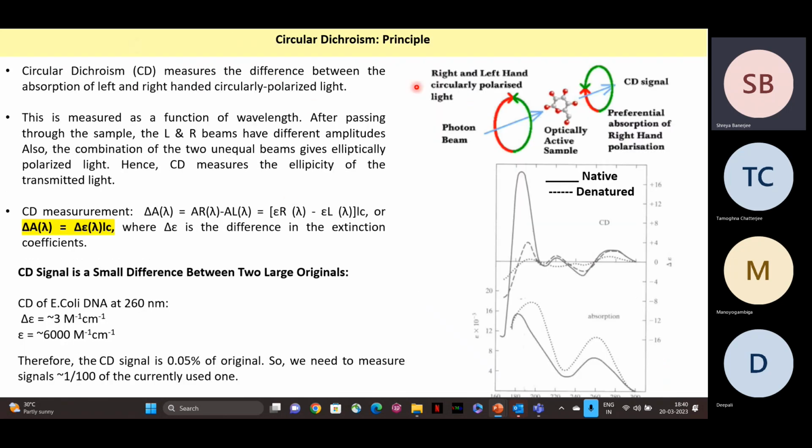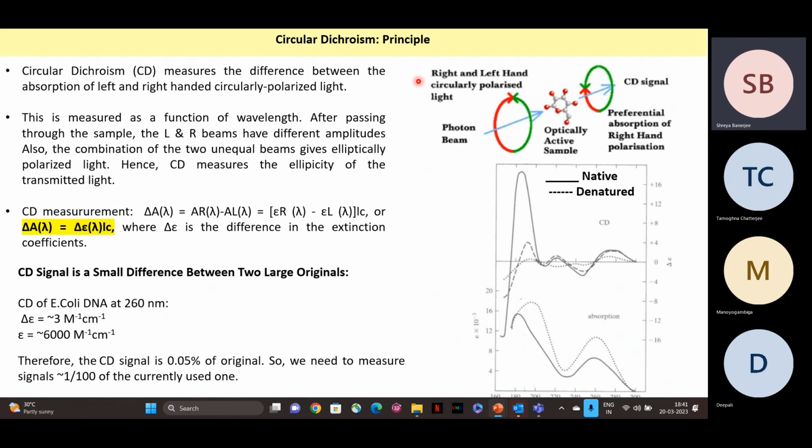The principle of CD is that light from the light source will generally have the same amount of right and left circular polarization. So it is shown by two different colors, and the right and left circular polarization is equal. After this passes through the optically active sample, there is preferential absorption of this red color, which is the right-handed polarization. So the right-handed polarization component decreases and the left-handed component increases.